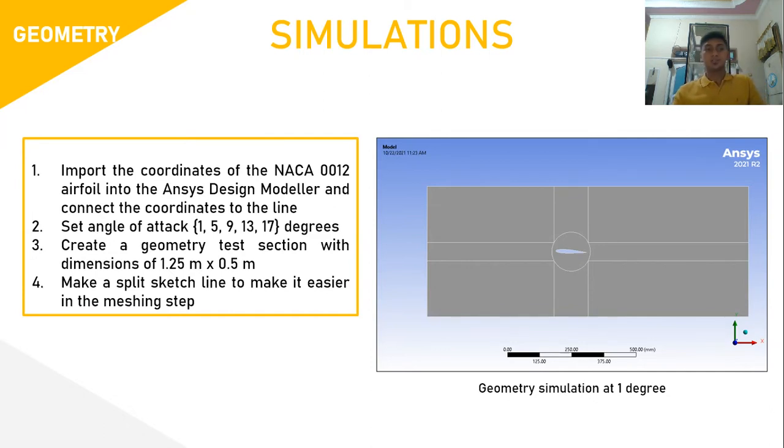But this is the more complex explanation of the geometry simulations. First, import the coordinates of the NACA 0012 airfoil into the ANSYS DesignModeler and connect the coordinates to the line. Second, set the angle of attack to 1, 5, 9, 13, 17 degrees. Third, create a geometry section with dimensions of 1.25 meters times 0.5 meters. And fourth, make a split sketch line to make it easier in the meshing steps.